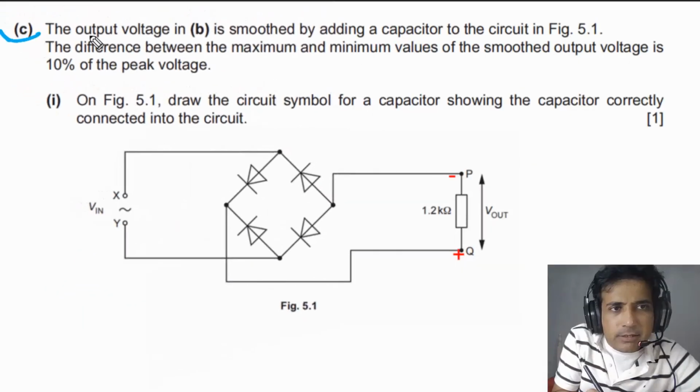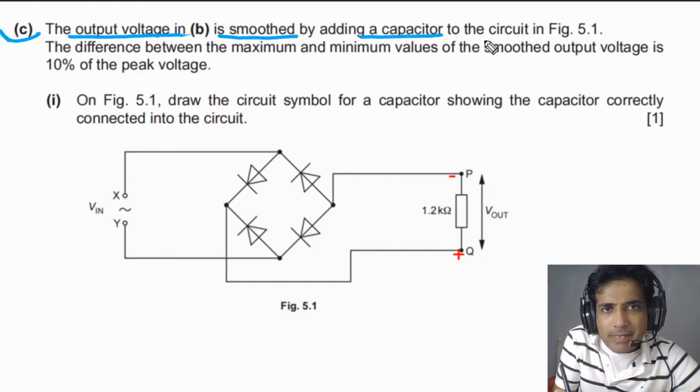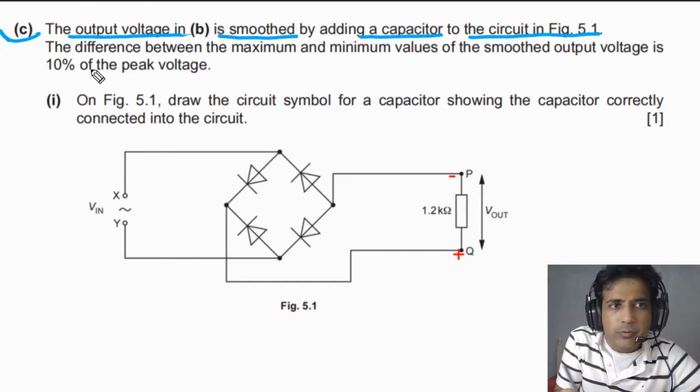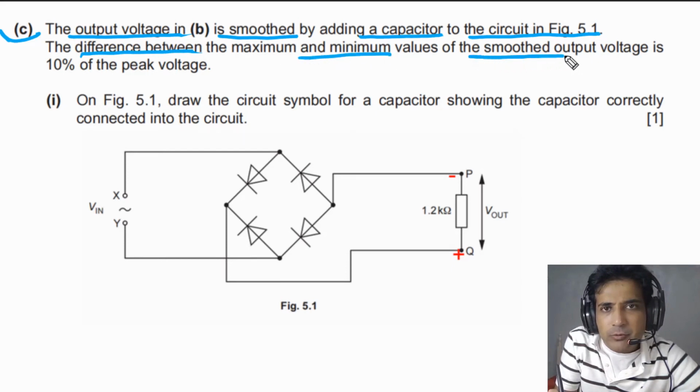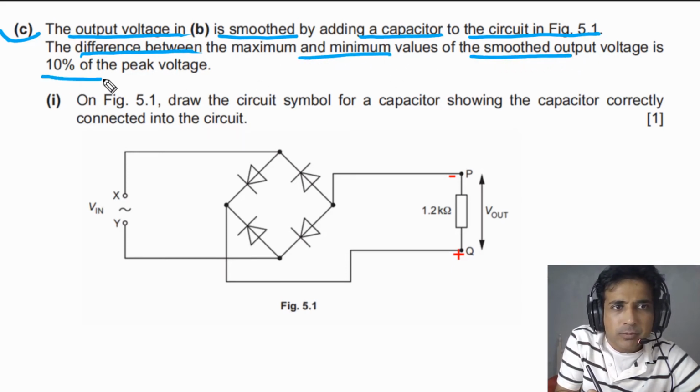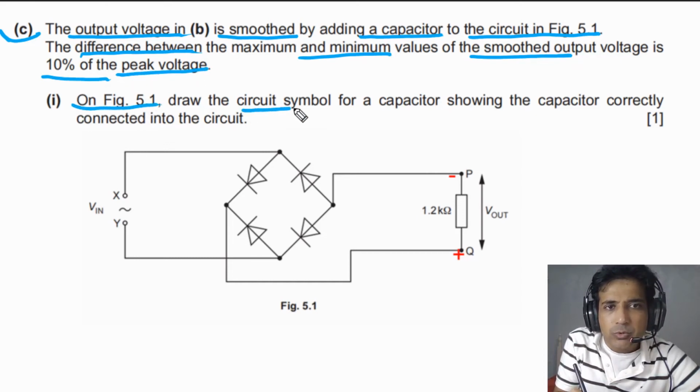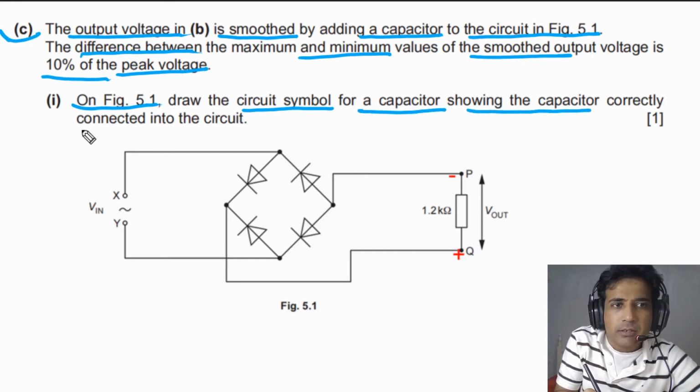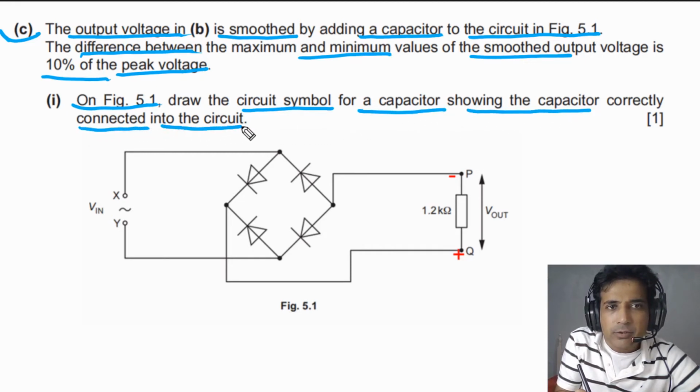For part C, it is given to us that the output voltage in B is smoothed by adding a capacitor to the circuit in figure 5.1. The difference between the maximum and minimum values of the smoothed output voltage is 10% of the peak voltage. On figure 5.1, we need to draw the circuit symbol for a capacitor, showing the capacitor correctly connected into the circuit.